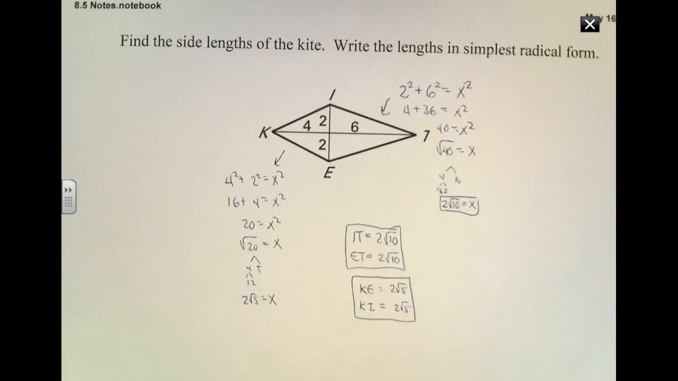This concludes the video on kites. Feel free to pause and go back and rewatch any of the examples or the definitions we talked about.